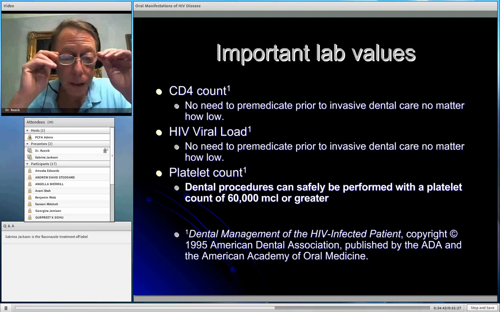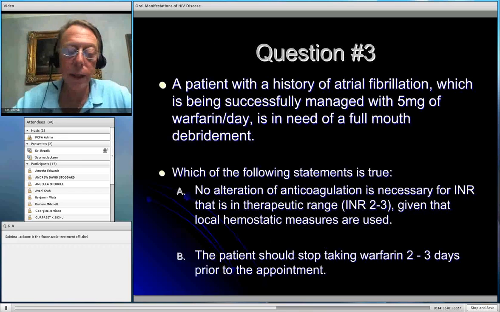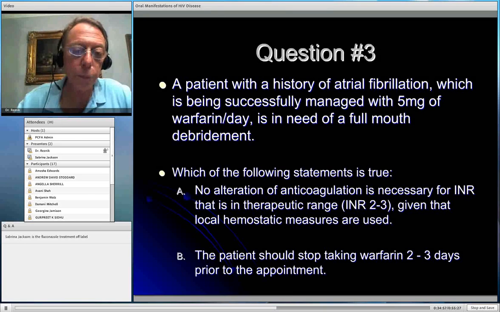I always find this interesting because if you look at the recommendations for oncology patients, that number is 50,000. Is there any reason that that should be different? And this is only an opinion, because what I have in front of you is published data. There is actually no difference.